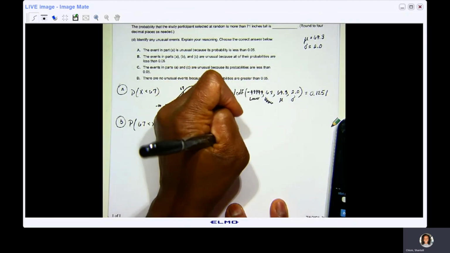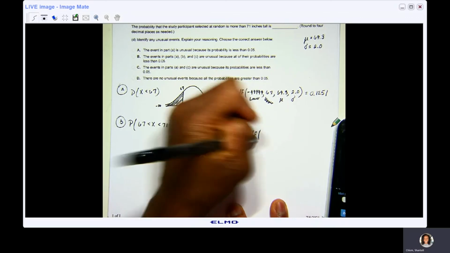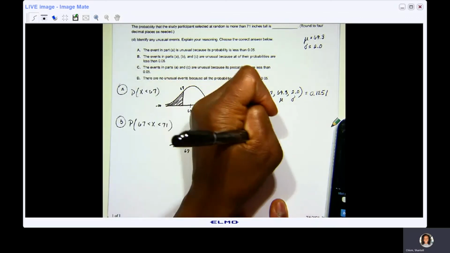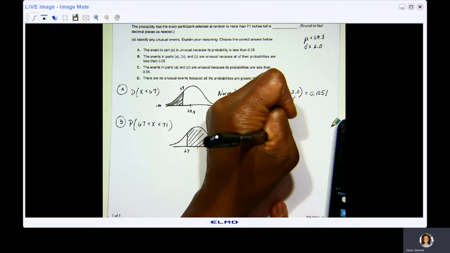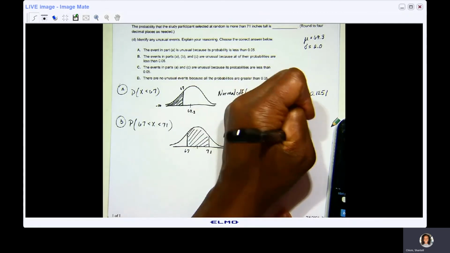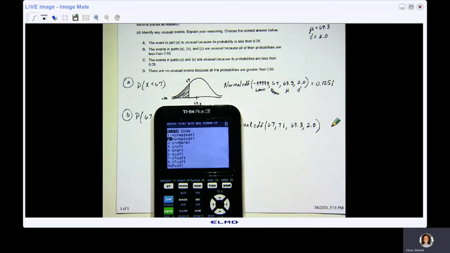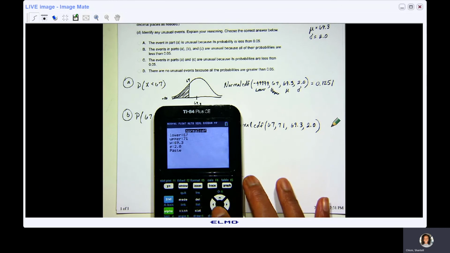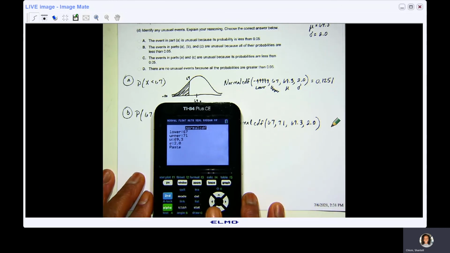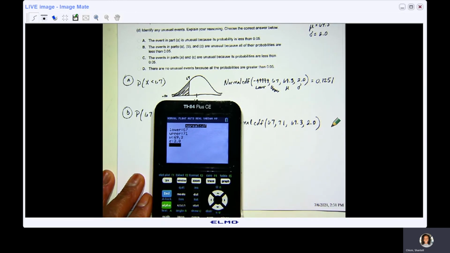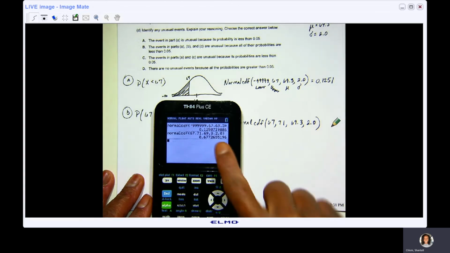So that would also be normal CDF. My lower bound is 67. My upper bound is 71. My mean is 69.3. My deviation is 2. Putting that in the calculator, second VARS, normal CDF, 67, 71, and then 69.3 is the mean and the standard deviation is the 2. There it is on my home screen, and I have 0.6773. That 2 goes up to a 3.